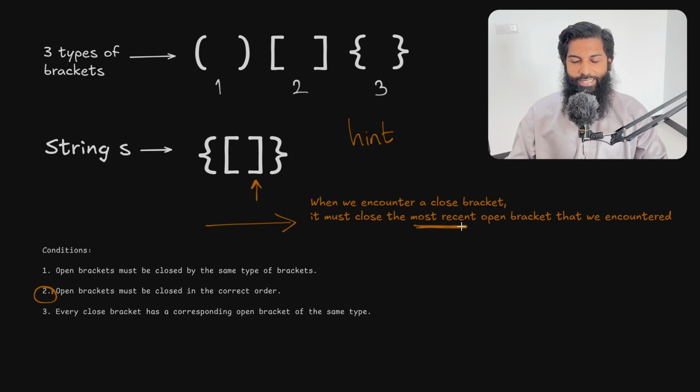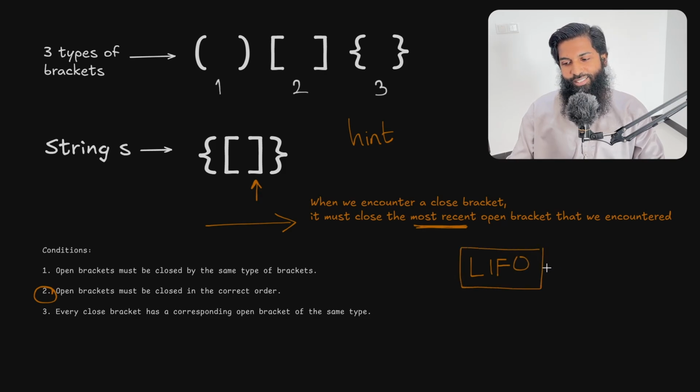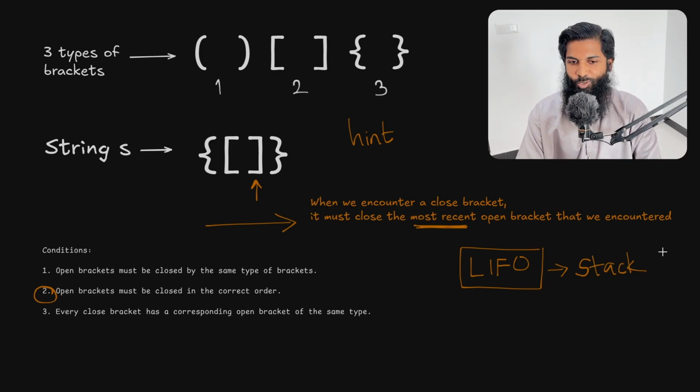When you hear most recent, what must come to your mind is last in, first out. And when you hear last in, first out, what should pop in your mind should be stack. So we can make use of a stack to solve this problem efficiently. The open brackets will be pushed into the stack one by one as and when we loop through each character in the string in natural order, and they will be popped every time we encounter a close bracket that closes the most recent open bracket. The top of the stack will store the most recent open bracket that we encountered.